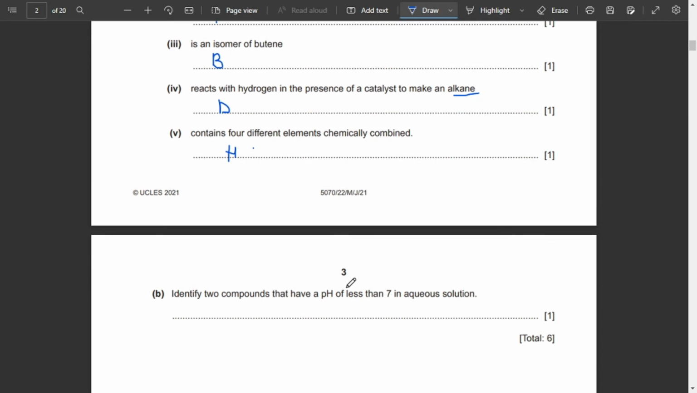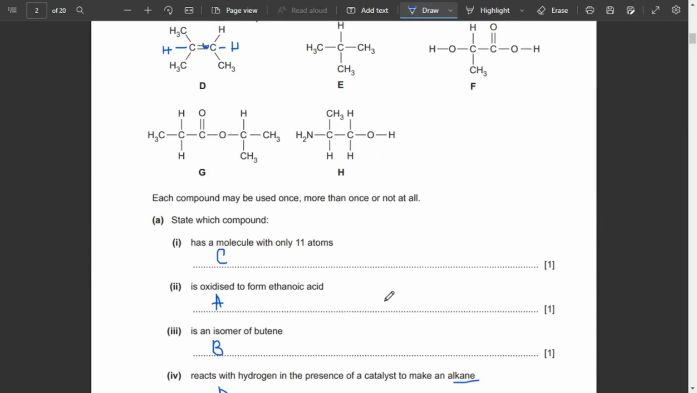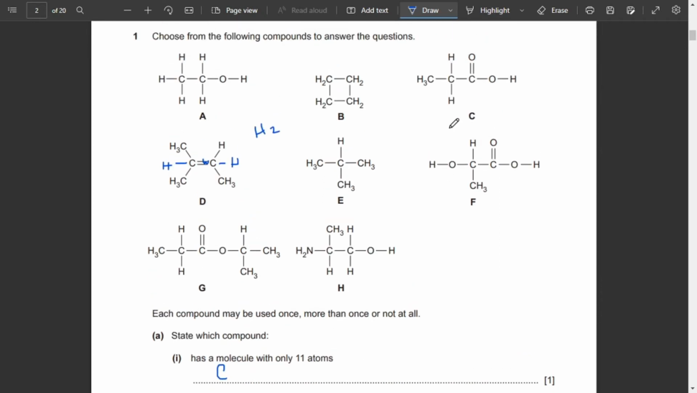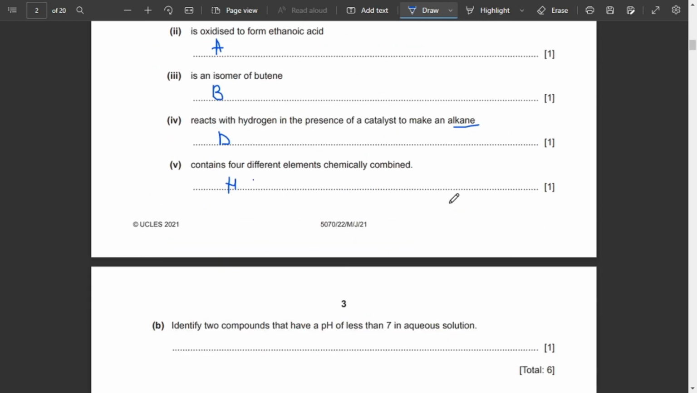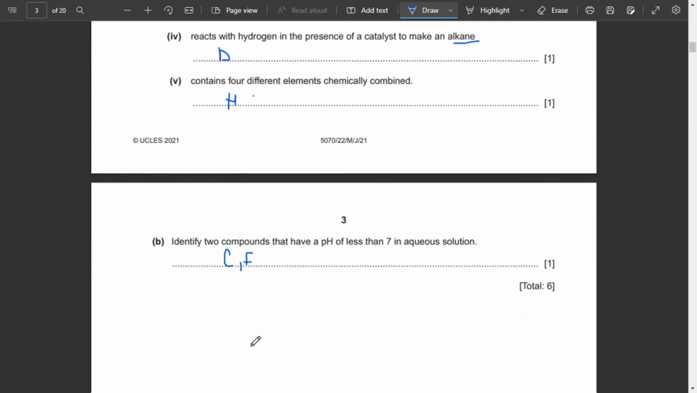Since we're talking about less than 7 pH, it must be an acid. And if we look at the acids over here, we have C is an acid. You just look at the question and you'll easily understand that this is an acid because it has the carboxylic group, C double bond O and OH. And then if we look at it, yeah, these two. Since it has this group, it gives it the acidic property. So the answer for this is C and F. Make sure you mention both of them.